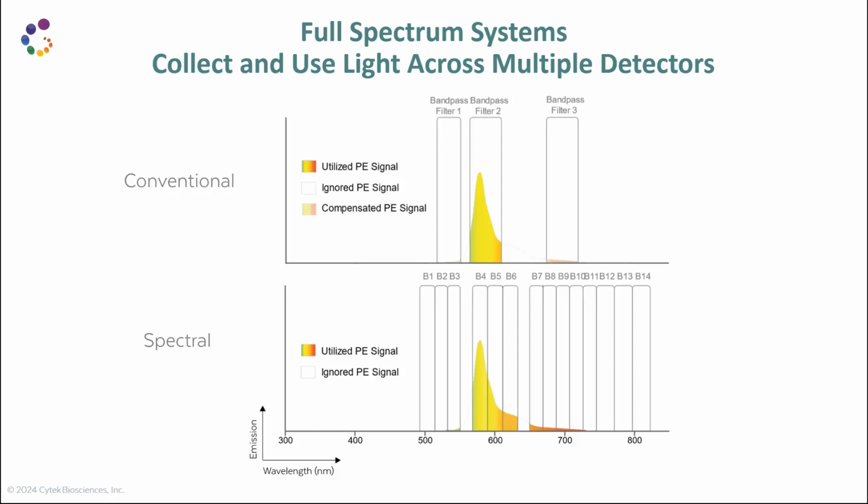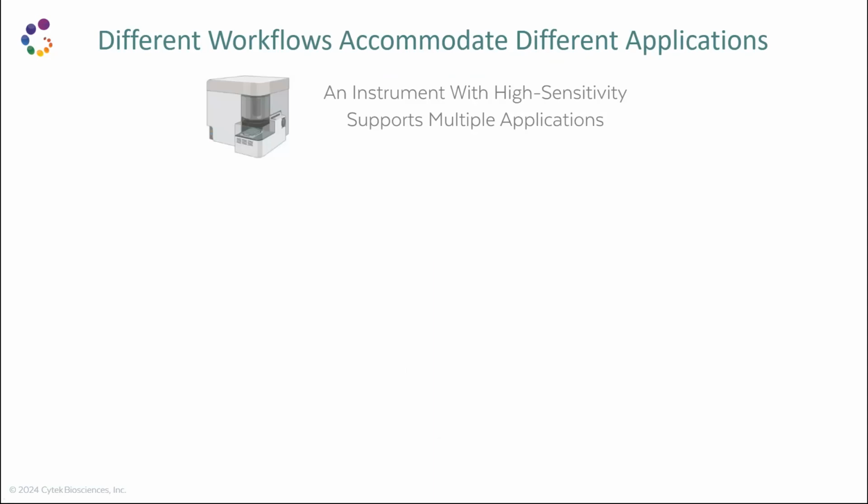Important as well that if you have an instrument that is highly sensitive, depending on your assay, you might not need all the information from all the 64 detectors in your cytometer, but you might need only the peak detector and less information displayed in your acquisition software. So that's the key point: having an instrument with high sensitivity will allow you to support multiple applications and have multiple modes depending on your assay.